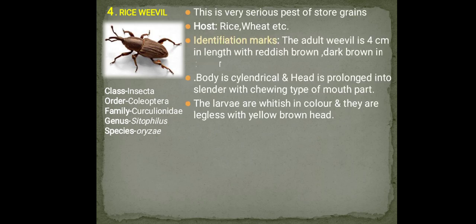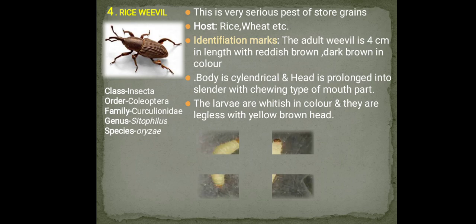This is a very serious pest of stored grain. The host plant of this rice weevil is rice and wheat. The identification mark of this weevil is that the adult weevil is 4 centimeters in length with a reddish brown or dark brown color. The body is cylindrical and the head is prolonged into a slender snout with a chewing type of mouth part. The larvae are whitish in color and legless with yellow brown heads. Here we will see the actual diagram of this Sitophilus oryzae larvae.